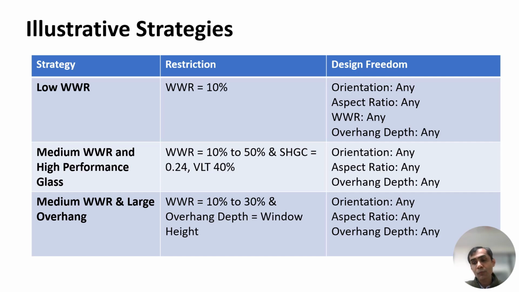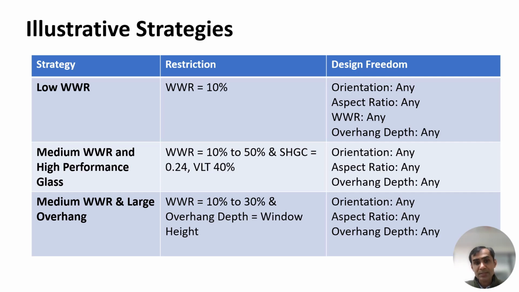So let's say now you want to increase it. WWR 10% is very low, and if it is aesthetically not appealing, and a design team wants to go for, let's say, up to 50% window to wall ratio, then what you can do for this particular example is, if you have good glass, like solar heat gain coefficient 0.24, while you are increasing WWR, you are involving one more constraint on the glass type, then you can have your solution in the minimum energy performance range. You can have any orientation, aspect ratio, and overhang.